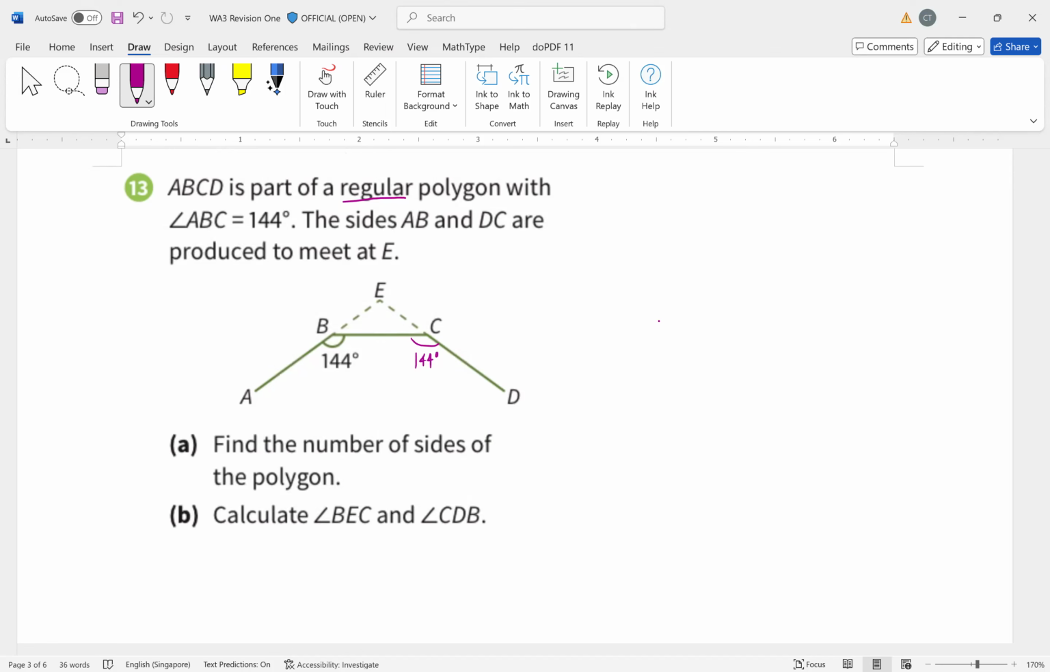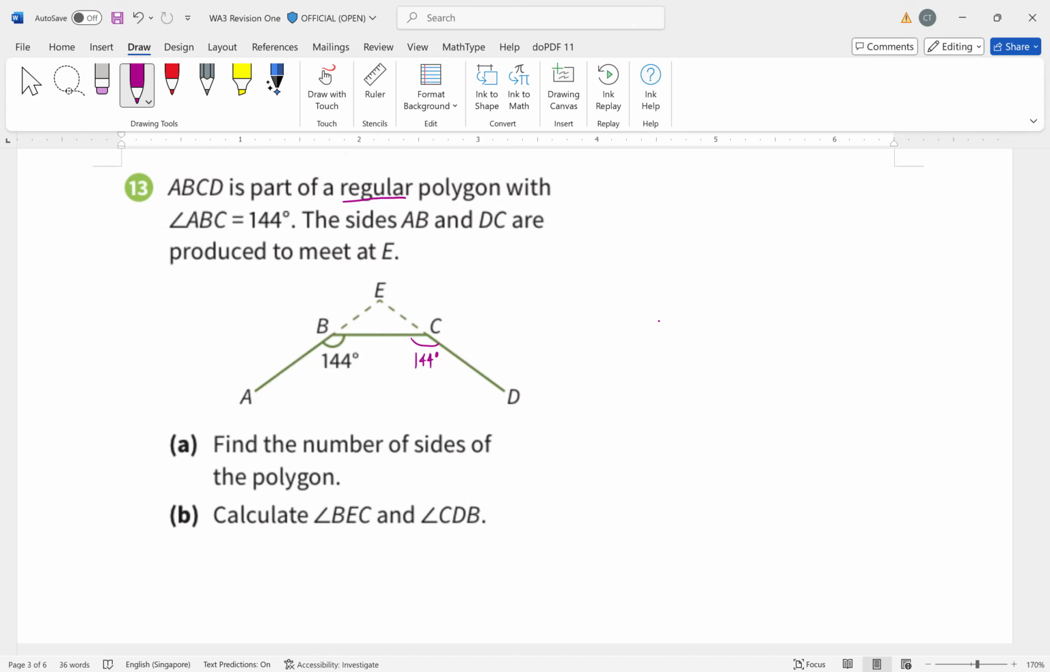So this is something that you can put into the diagram, so that you don't have to keep reading the question. The info is there already the moment you look at the diagram. The sides AB and DC are produced, so they extend two sides of the polygon, and then they meet at E. Find the number of sides of the polygon.